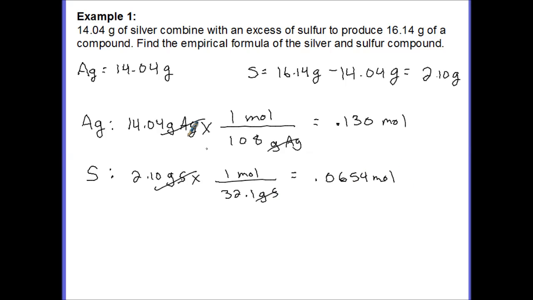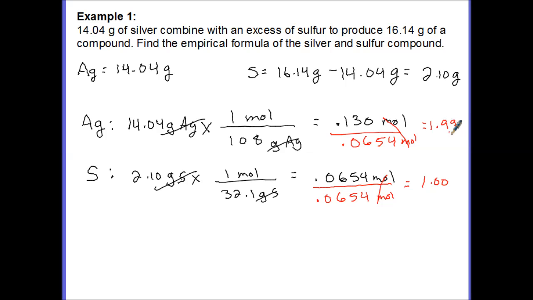Now step 3 is take your number of moles and divide all of them by the smallest number. What we're going to do here is the smallest number is 0.0654, so I'm going to divide this by 0.0654 moles, and I get 1.00. And I divide this by 0.0654 moles. The units of moles cancel out, and I'm left here with about 1.99.